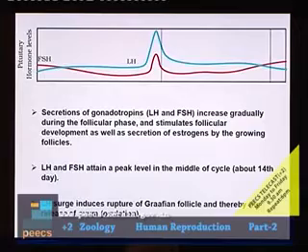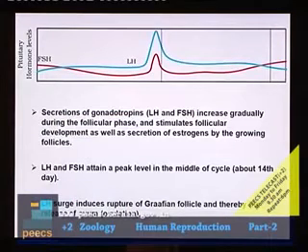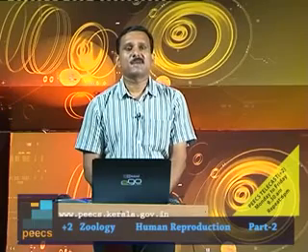Actually, this LH surge is responsible for ovulation. The growth of follicles is done by FSH, but the rupturing of the Graafian follicle and release of the secondary oocyte is being done by LH here. So LH, or luteinizing hormone, is the hormone having a major influence on ovulation.